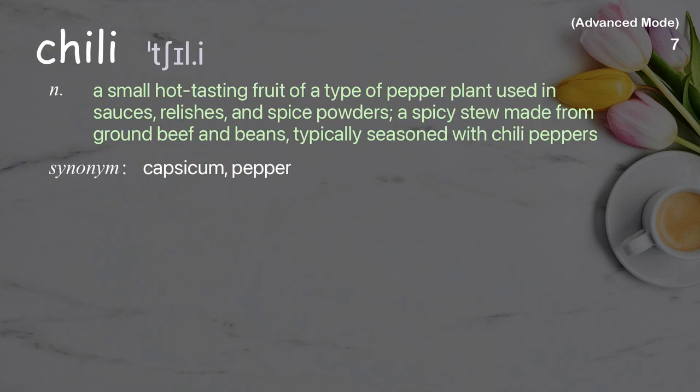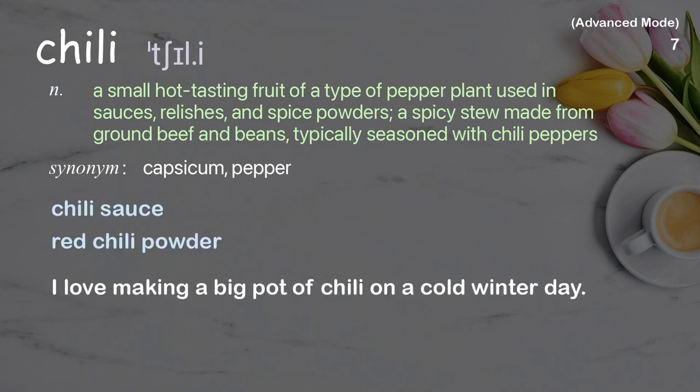Chili. A small hot-tasting fruit of a type of pepper plant used in sauces, relishes, and spice powders. A spicy stew made from ground beef and beans, typically seasoned with chili peppers. Examples. Chili sauce. Red chili powder. I love making a big pot of chili on a cold winter day.